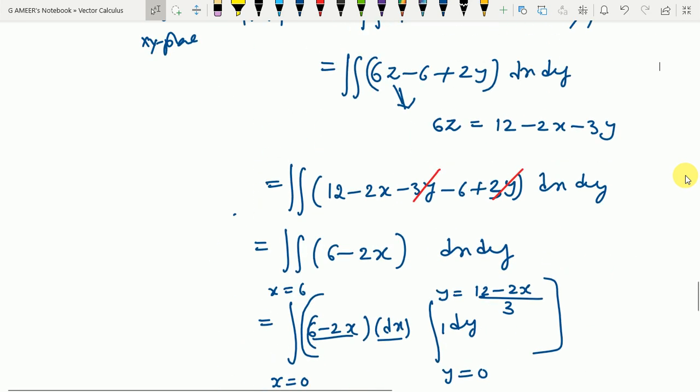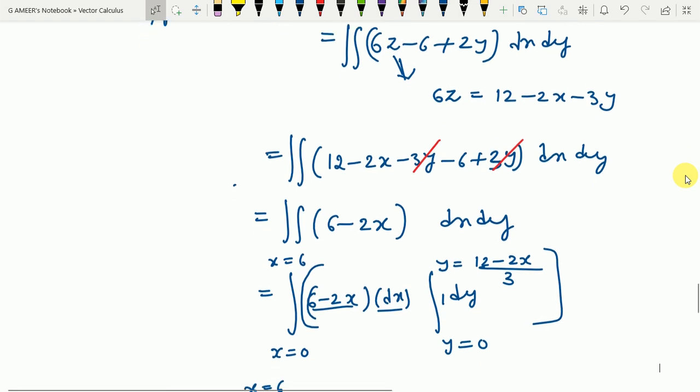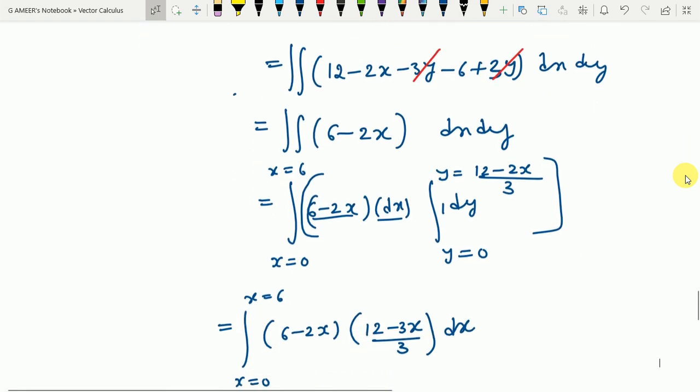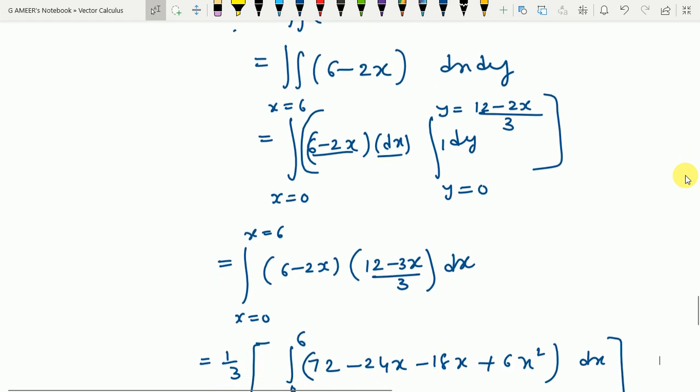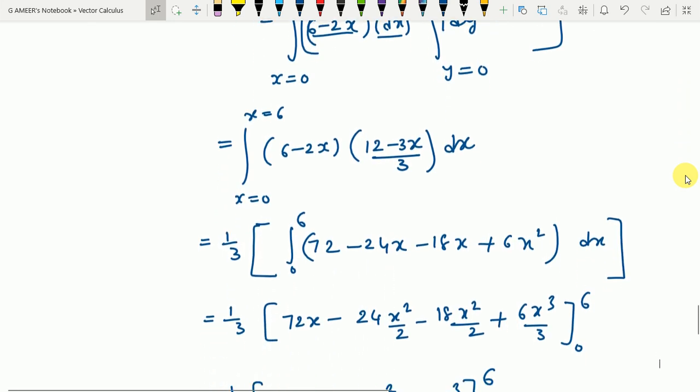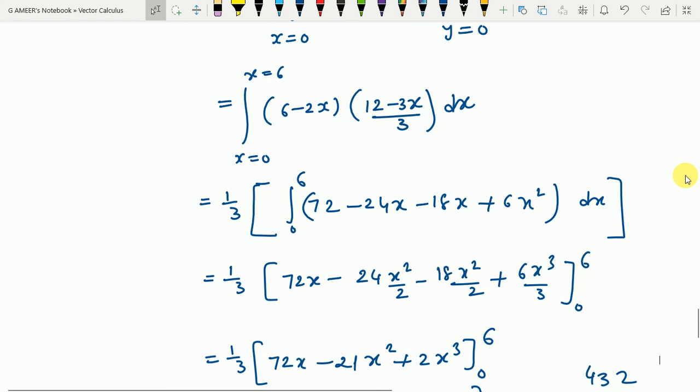So once again I have 6 minus 2x into dx. When I integrate 6 minus 2x, it will be 12 minus 2x by 3. When I substitute the upper limit and lower limit, it will be 12 minus 3x by 3. Even here itself we can simplify.